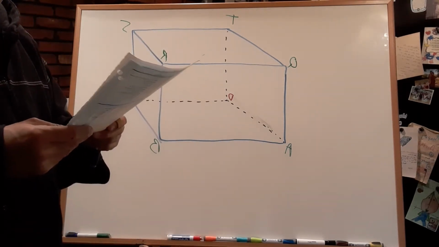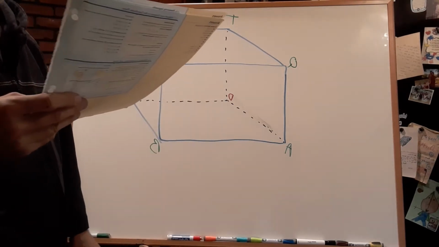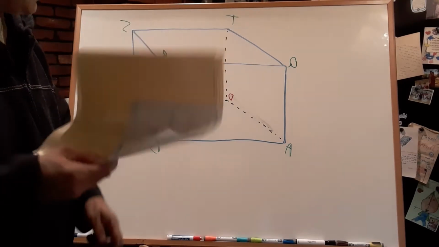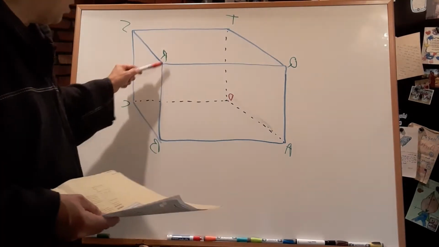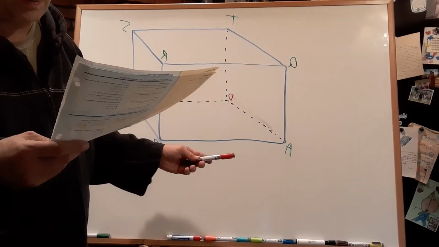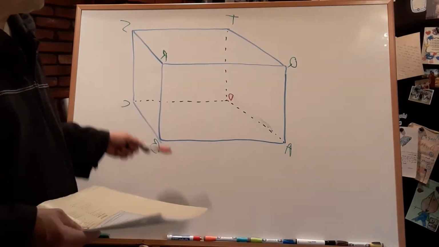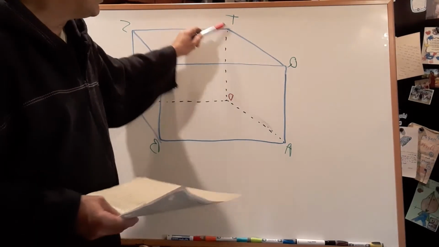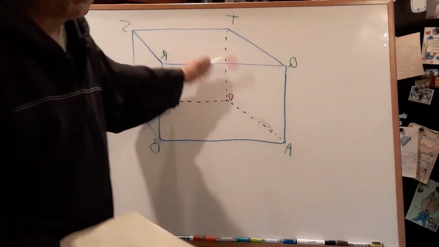Name the intersection of planes QRBA and TSRQ. QRBA is the front of the cube, and TSRQ is this plane. So this plane and this plane.